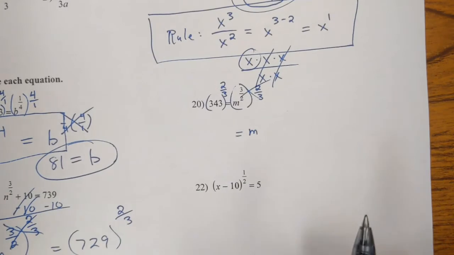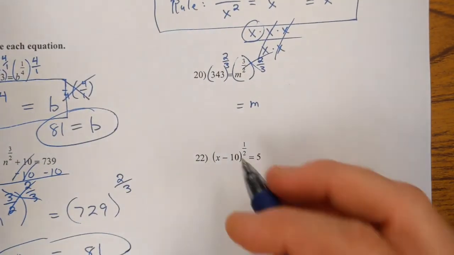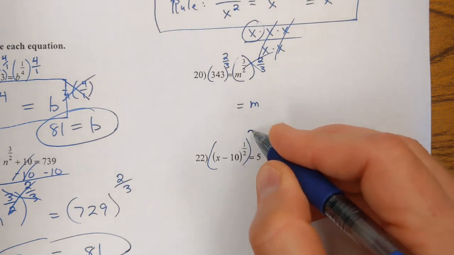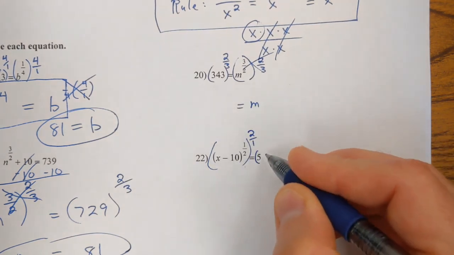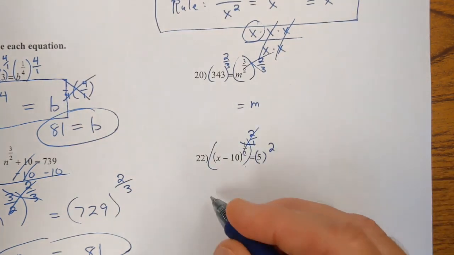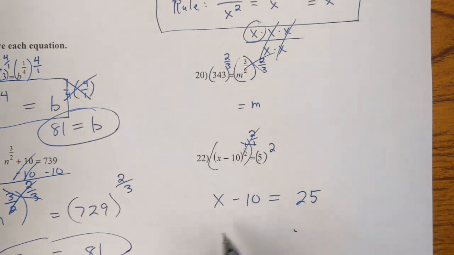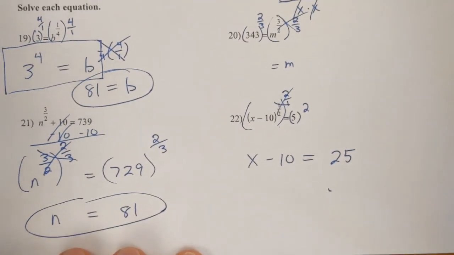So likewise, I don't want to give you the answer on this last question here, but this one, the x minus 10 being in parentheses as it is, you're going to start this one off. You're going to take both sides to the 2nd power, or the 2 over 1 power, the 2nd power. And those will cancel out. You'll be left with x minus 10 equals 25. And hopefully you know what to do from there to solve for x.